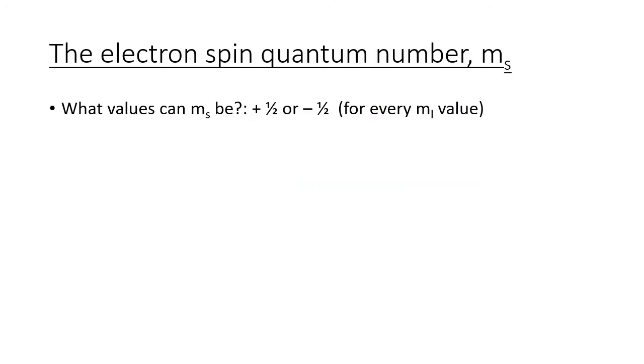The fourth quantum number is not completely related to the other three. It's called the electron spin quantum number, and it's given the symbol m sub s. What values can m sub s be? m sub s can be plus 1/2 or minus 1/2 for every m sub L value. That essentially means that if you have an m sub L, let's say m sub L is equal to -5, there can be two possible electrons in that, one of them having a plus 1/2 spin and the other having a negative 1/2 spin.